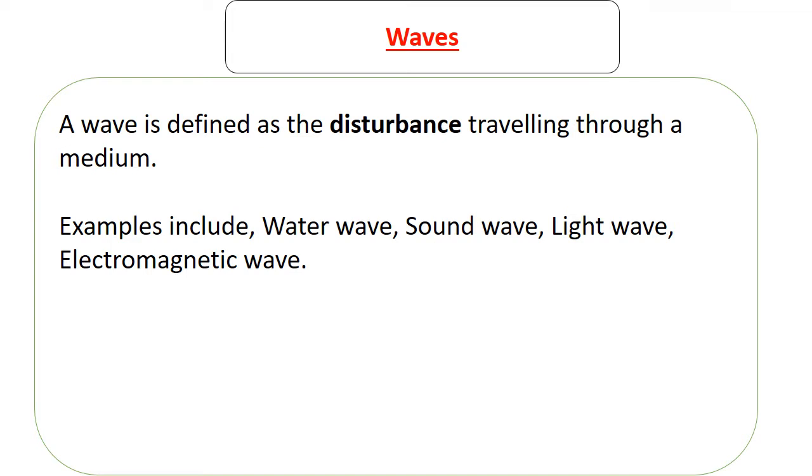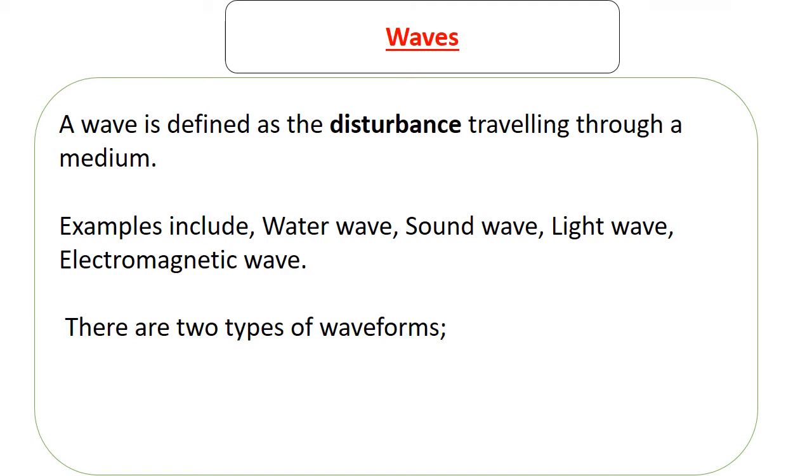Another example is sound wave. When you speak, when you make a movement with your mouth, you create a disturbance in the air. That disturbance travels till it reaches someone's ears. Light waves, electromagnetic waves, all these are types of waves.